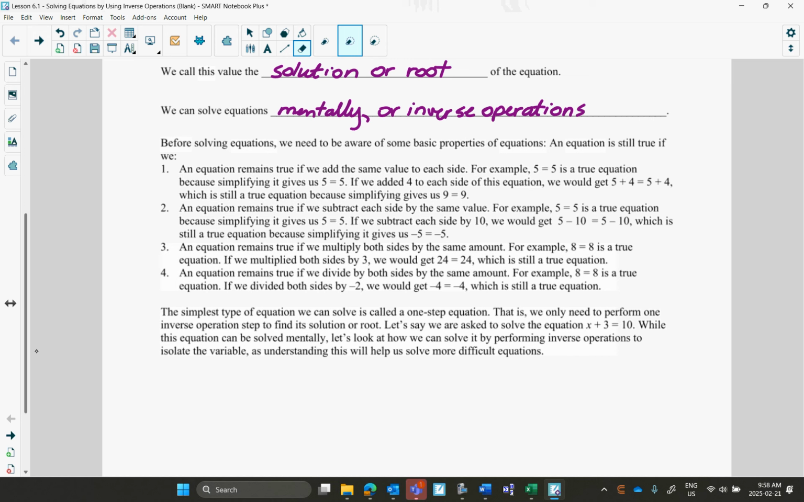Same thing works when we multiply both sides by the same number. Same thing works if we divide both sides by the same number. So this allows us to use inverse operations. Okay. Now, like I said, many simple equations you can do in your head. Okay. But I do want you to get used to using this. So we're going to use some pretty simple ones to start with that you could do in your head, but I would want to show you how we do it using inverse operations.